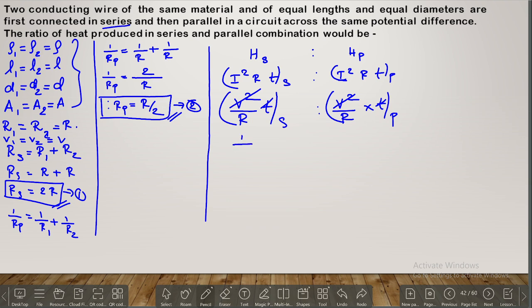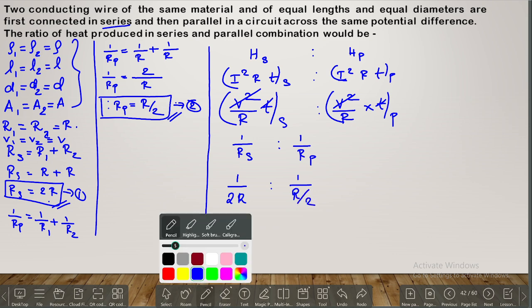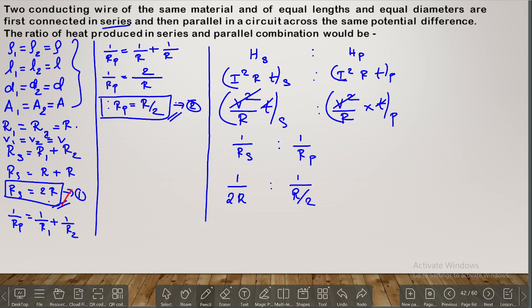So we should not cancel that one. Then how can I write this? 1 by Rs is to 1 by Rp. Now what is the value of Rs? It is given in the first equation, 2R. And what is the value of Rp? It is given in the second equation, R by 2. So the Rs value is given over here and the Rp value is in this place.